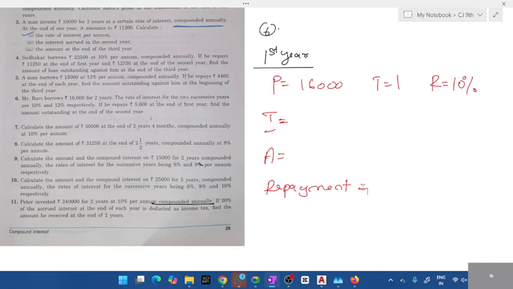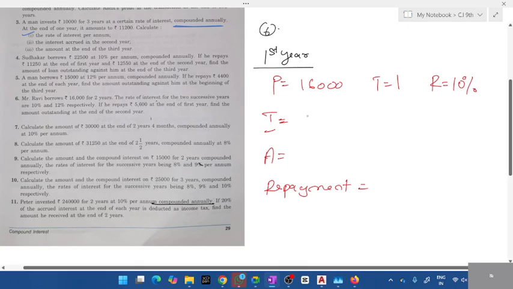First year, what's the value you got here? Yes, Ania, what's the value? 16,000 into 1 into 10, 1,600. Amount? Okay. Amount 17,600. Repayment, how much do they pay every year?